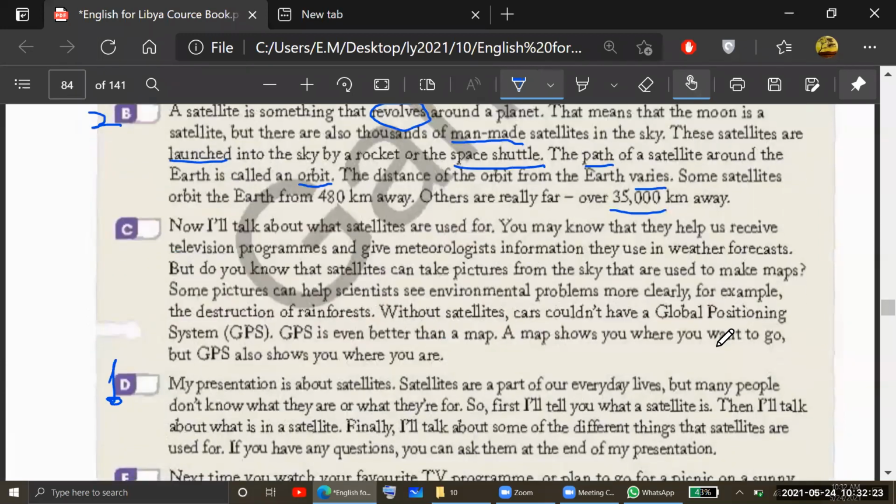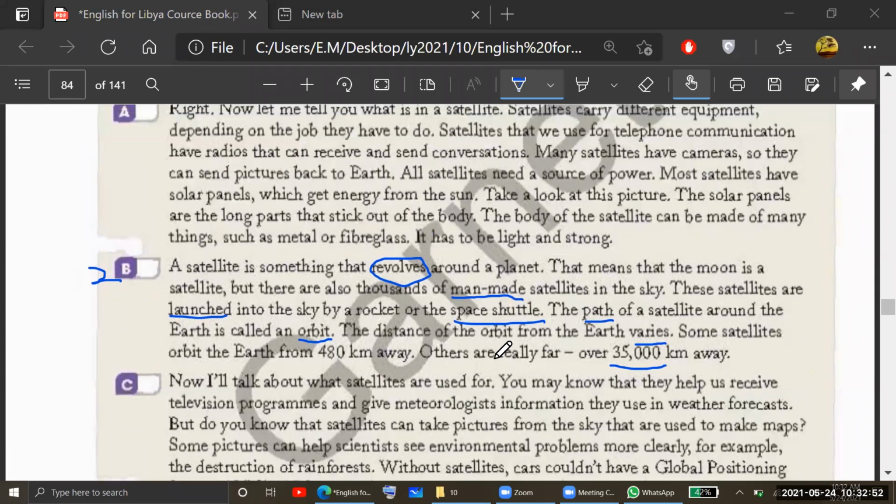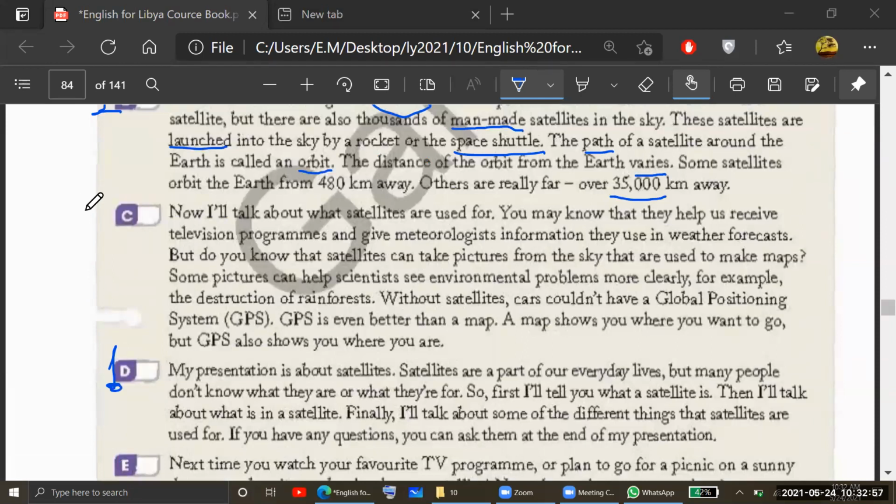Okay, so we have D number 1, B number 2. Let's see, what did you say? I think most of you said C is number 3. Do you think C is number 3? Yeah, most of you said that. Let's see. Alhamdulillah. I think C is number 3, yeah.